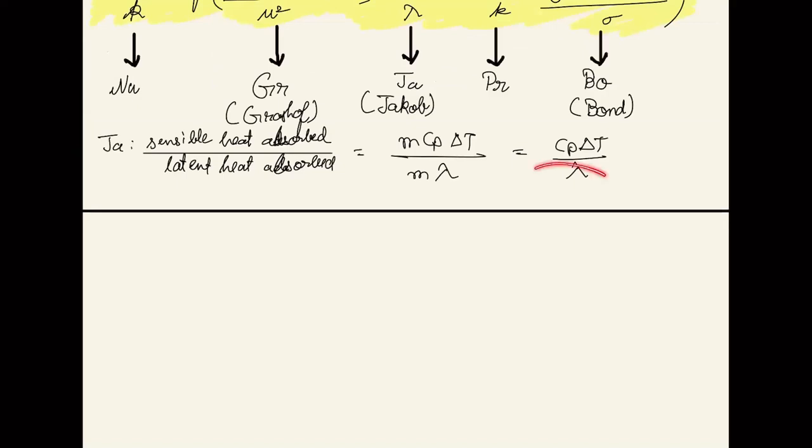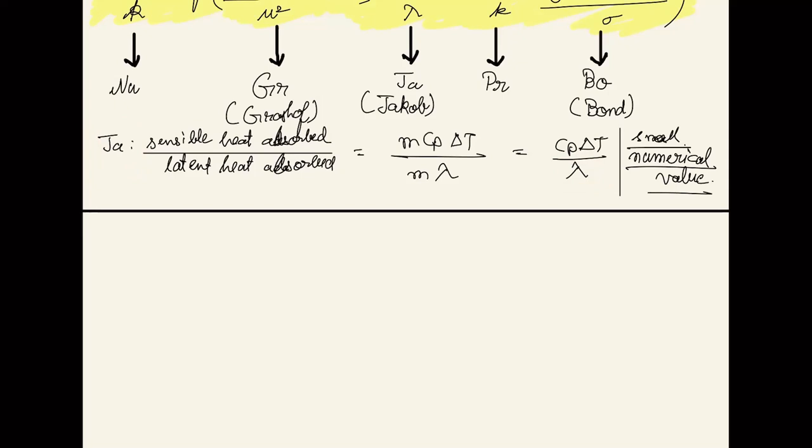And in most cases, in general, latent heat is a very big number. So this particular term over here is a very big number. So cp delta T is very, very small in front of this, and basically this number has a very small numerical value.